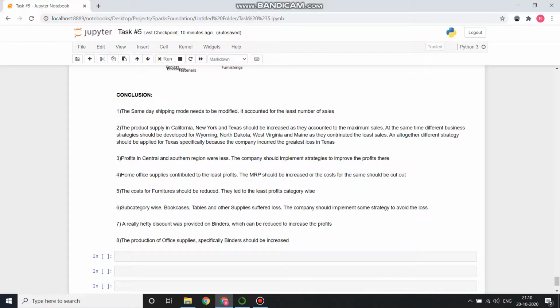A really hefty amount was provided on binders, which can be reduced to increase the profits. But at the same time, binders contributed to the greatest number of sales. So, doesn't matter really. The production of office supplies, specifically binders, should be increased.